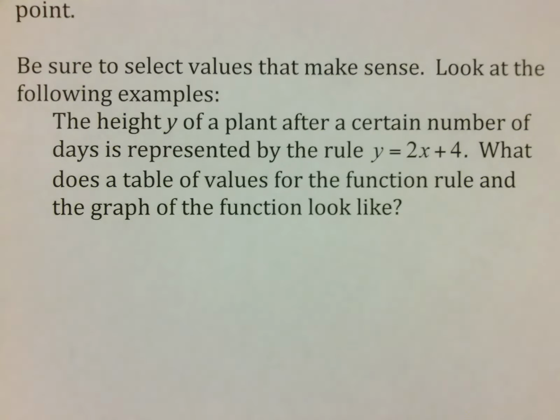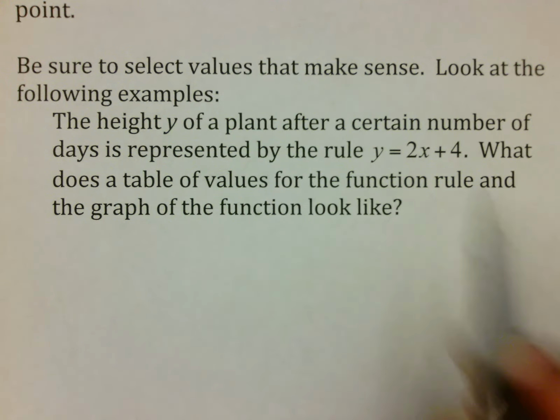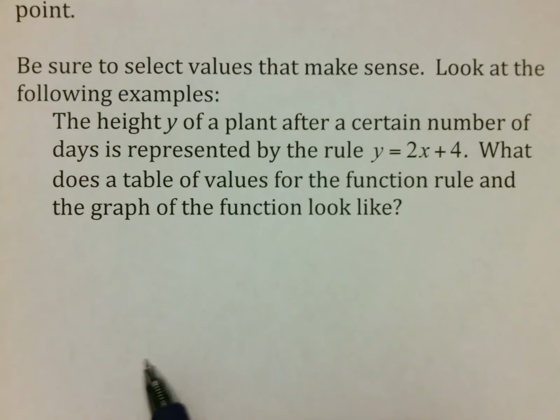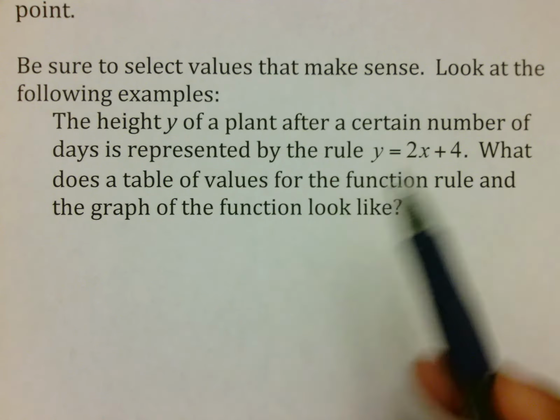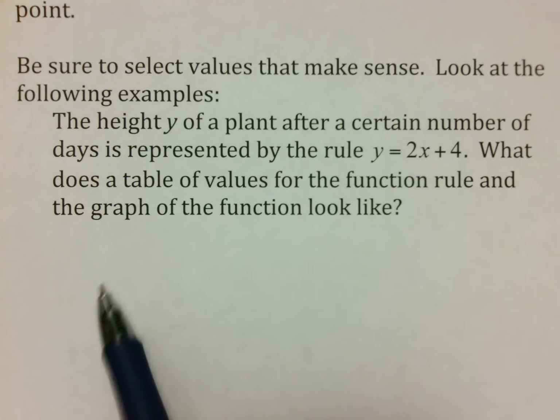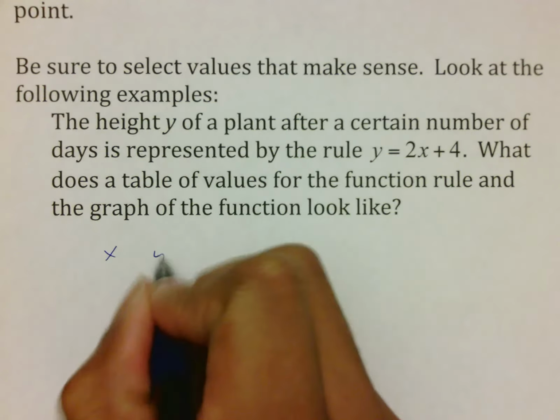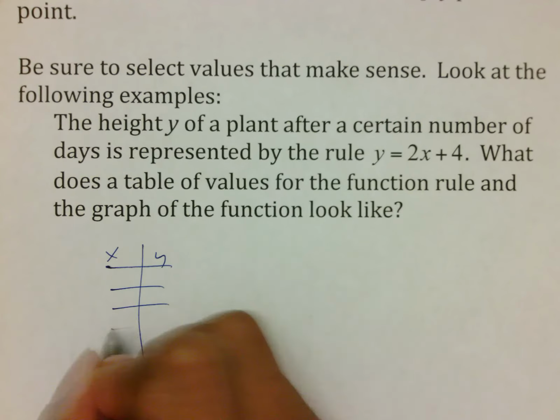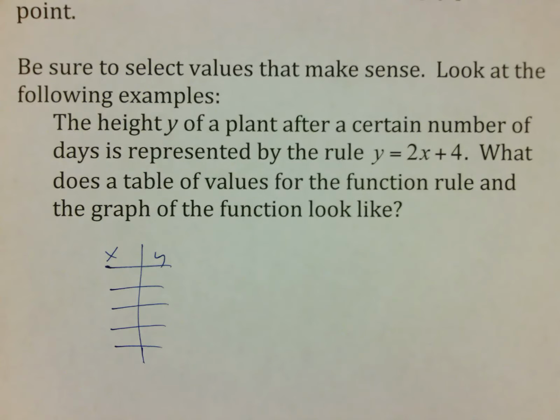If you have a problem that says the height y of a plant after a certain number of days is represented by the rule y equals 2x plus 4, what does a table of values for the function rule and the graph of the function look like? First off, this is a rule. That's what we learned to do, but there's no table. Remember, before, we had a table and had to create the rule. Now they give us the rule, and we have to create the table. And so we will first want to put x and y and get about 5 points.